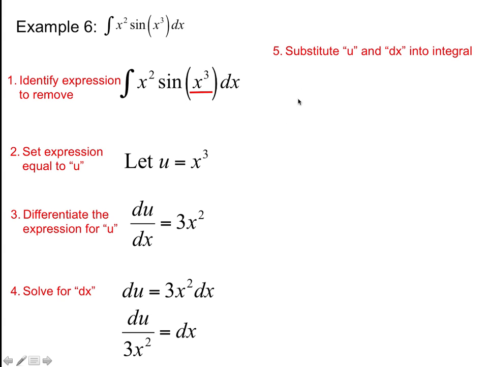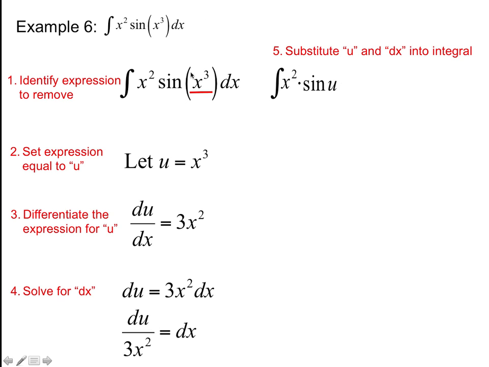Step 5 then is the substitution. Looking at this expression, we have to decide on every component what stays and what goes. We start with the integration sign, that stays. The x squared, we have nothing to substitute out for an x squared, so we just keep that. The sine stays for the same reasons. The x cubed, we can rename u, so we're going to put in a u there.